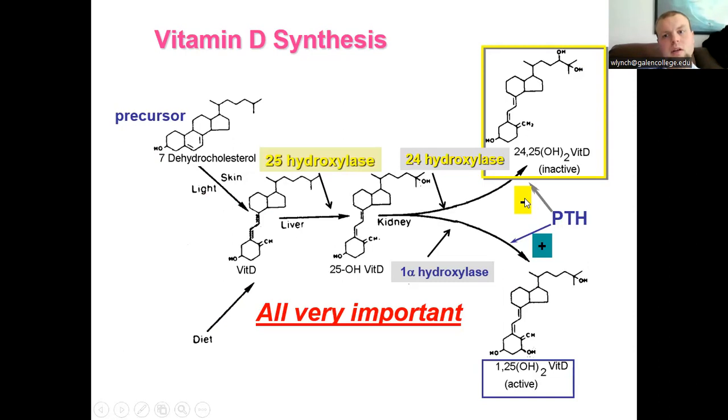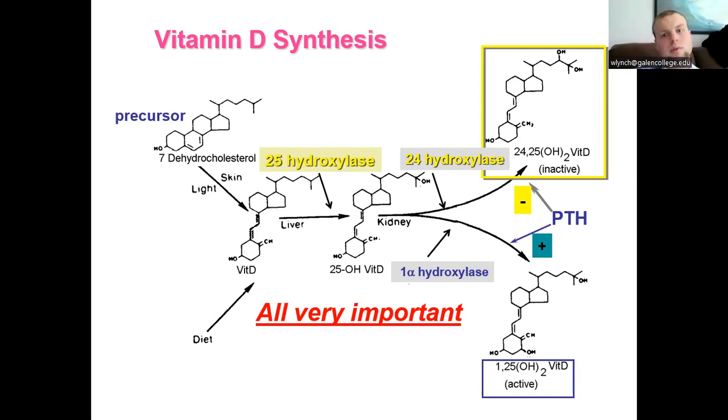24,25-dihydroxy vitamin D3, which is going to be the inactive form. If we have stimulation of the active form, it's going to go through 1-alpha-hydroxylase activity, which then becomes 1,25-dihydroxycholecalciferol, which is the active form.